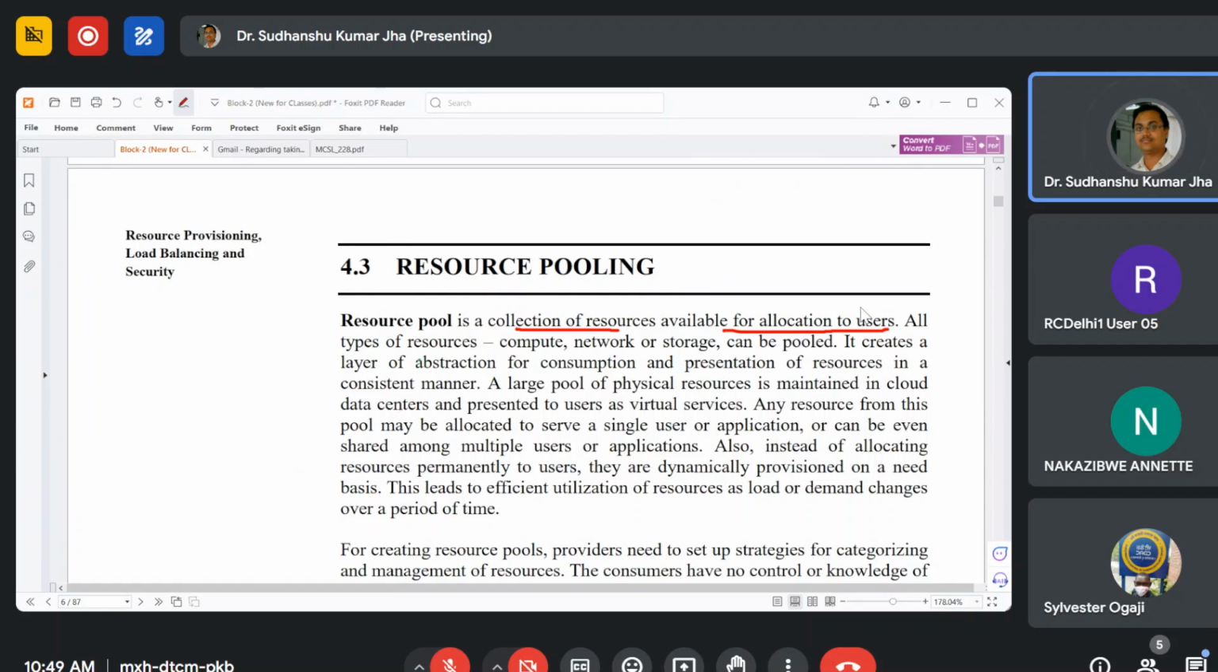The resource, in the case of cloud computing, may be any kind of thing, either a physical item or a virtual item. In the case of physical items, the types of resources may be compute, network, or storage space, etc. In the case of virtual items, the resource may be software or any kind of service. A large pool of physical resources is maintained in the cloud data center and presented to the user as a virtual service. So any resource from this pool may be allocated to particular users.